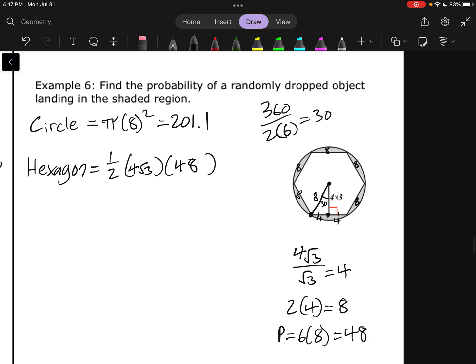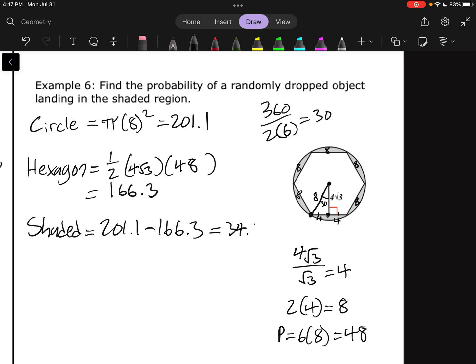So I'm going to do 1/2 times 4 root 3 times 48. And I'm getting 166.3. Okay, so now we're on the home stretch. The shaded region then would be the circle minus the hexagon. So 201.1 minus 166.3. I'm getting 34.8.